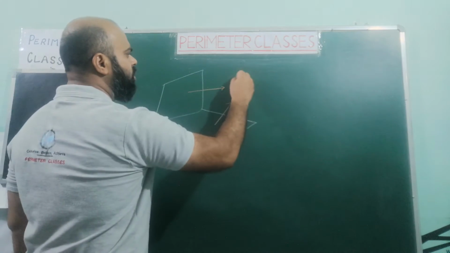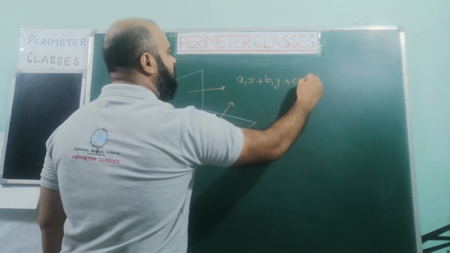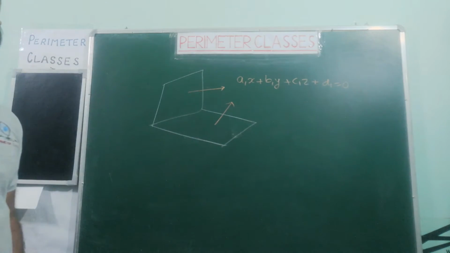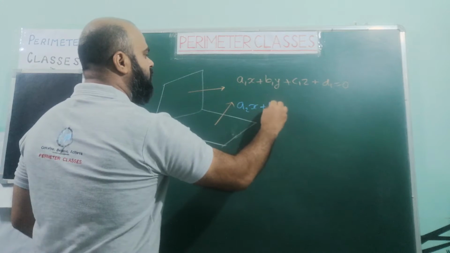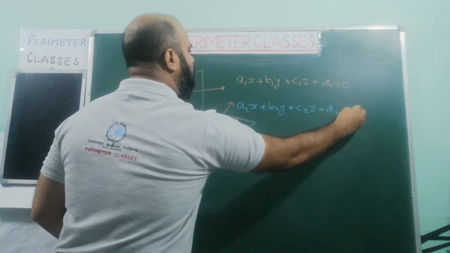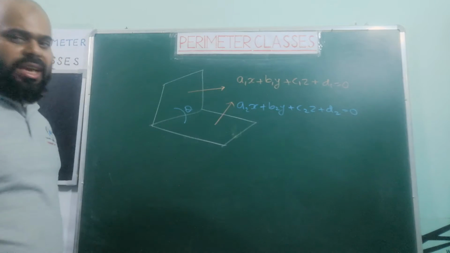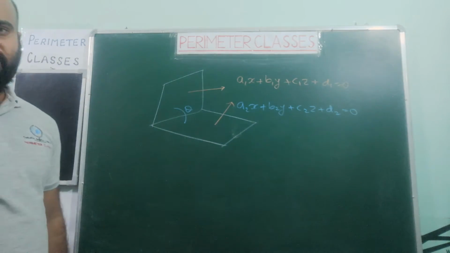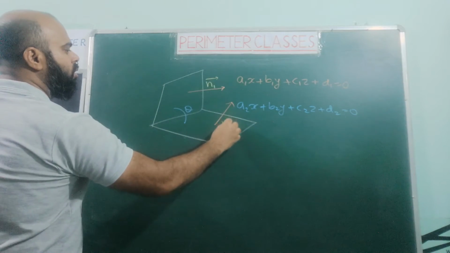If we write the equation of this plane, a1x plus b1y plus c1z plus d1 is equal to 0. So this is the first plane. The second plane is a2x plus b2y plus c2z plus d2 is equal to 0. The angle between the planes is the same as the angle between their normals. And what are the direction cosines of the normals? So this is normal 1, this is normal 2.